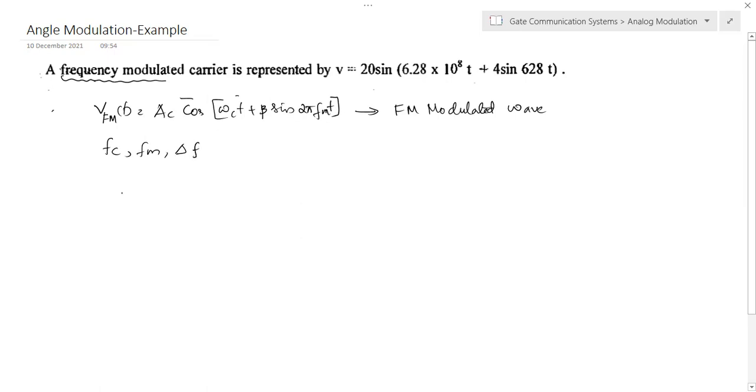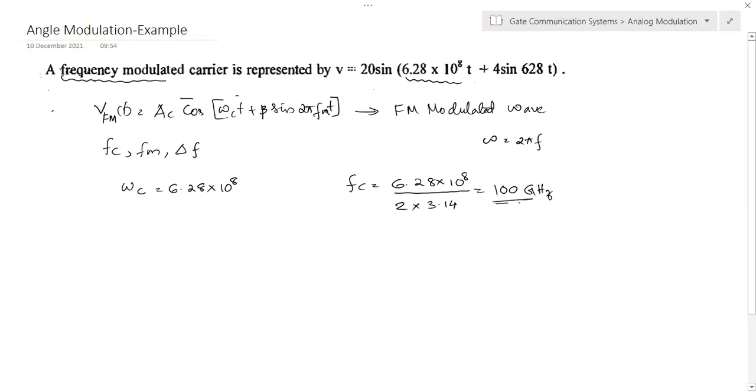And if you compare this equation, you can see that in place of omega c, it is written 6.28 into 10 raised to 8. Okay, so this is a frequency in radians per second. Now we need to write it in terms of hertz. So you can write fc is equal to 6.28 into 10 raised to 8 divided by 2 into 3.14, because omega is 2 pi f. Okay, so the 3.14 will cancel with the 6.28, and you will get 2 here, so the 2 will be cancelled. Finally, you will get 10 raised to 8. So we can write 100 megahertz. That's the frequency of the carrier. Okay. So here the unit is radians per second.